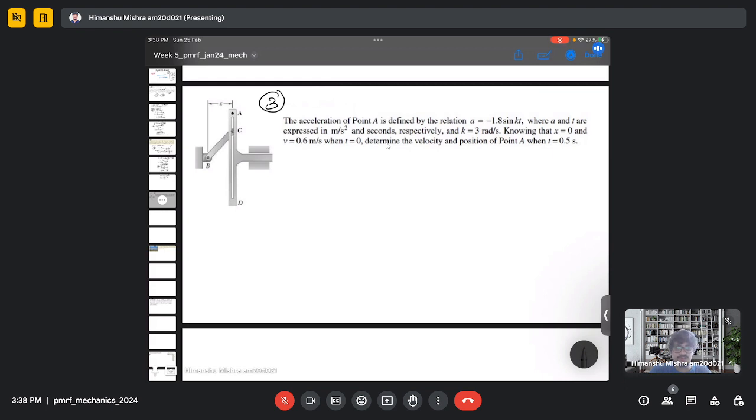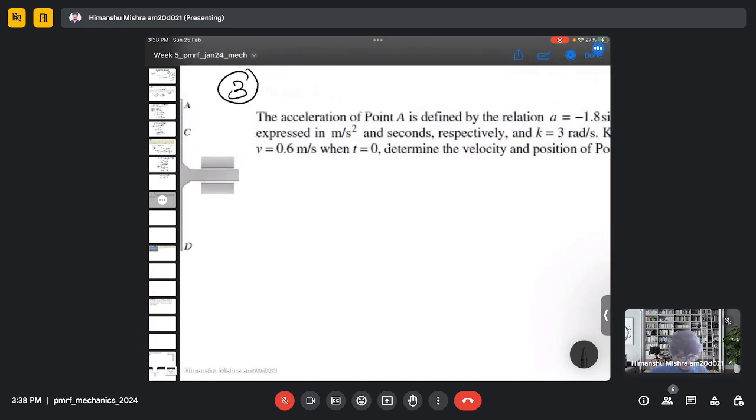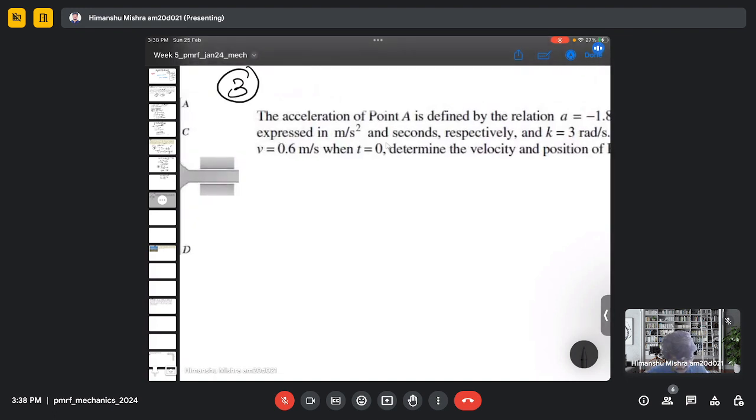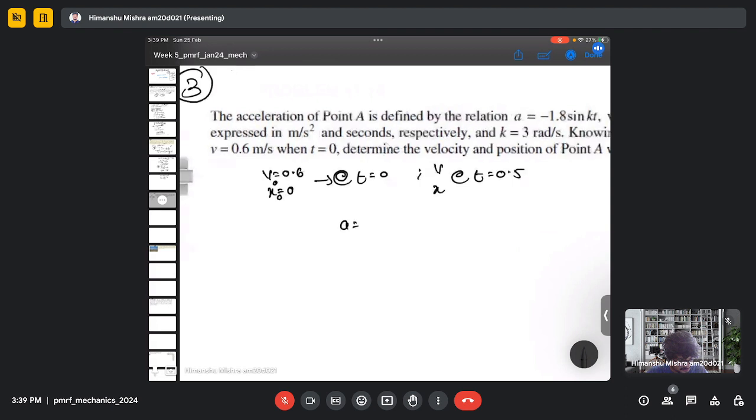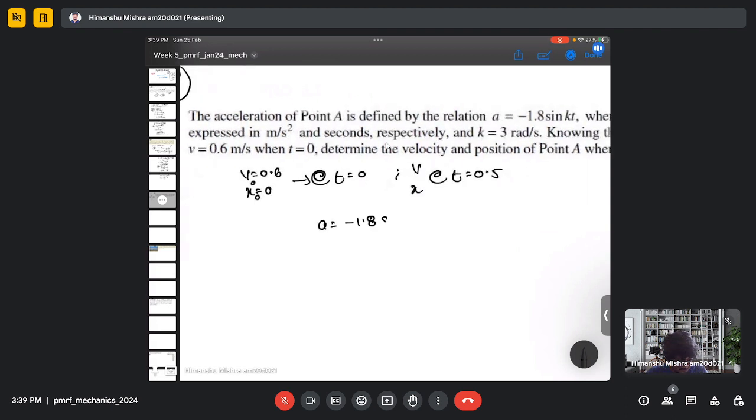So again this is a similar problem, and we have given the acceleration as well. So again, we have to repeat the process actually. So we have to integrate twice. So first we have given the velocity 0.6 and the initial position 0 at time equals 0, and we need to find the velocity and position at time t equals 0.5, and the acceleration is minus 1.8 sine kt.